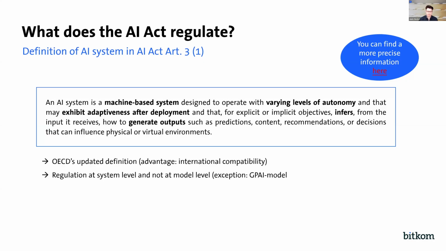According to this definition, an AI system is something machine-based. That's the first one. Secondly, it operates with varying levels of autonomy. Thirdly, it may exhibit adaptiveness after deployment. And fourthly, for explicit or implicit objectives, it can infer, so actually conclude something from the input it receives. And fifthly, it generates outputs such as predictions, content, recommendations, and the like, and can influence physical or virtual environments. This is very much compatible with the OECD definition that was intentionally chosen here.